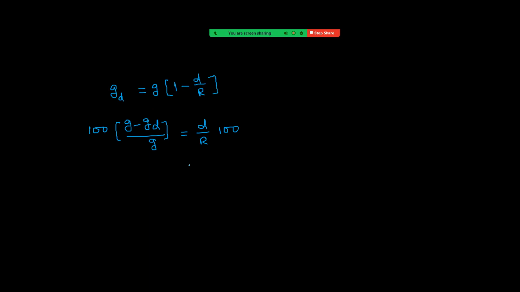Then see how much we get. The d value given is 32 kilometers, and this is 6400 km, into 100. Two zeros get cancelled. This is 1 by 2, which means this is half a percent. Means if you are taking it to a depth of 32 km, the weight changes by half a percent, or you can say the weight decreases by half a percent. Okay.